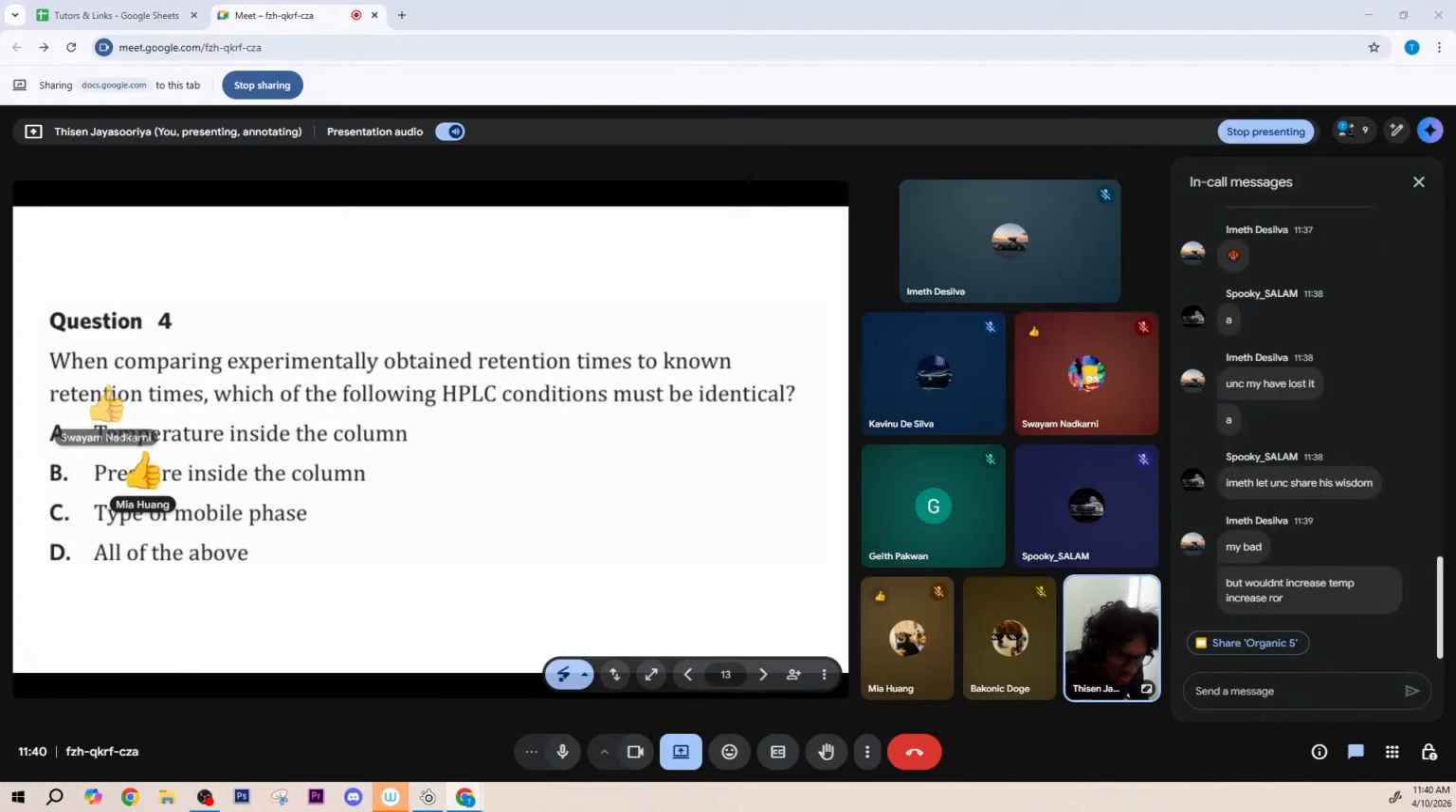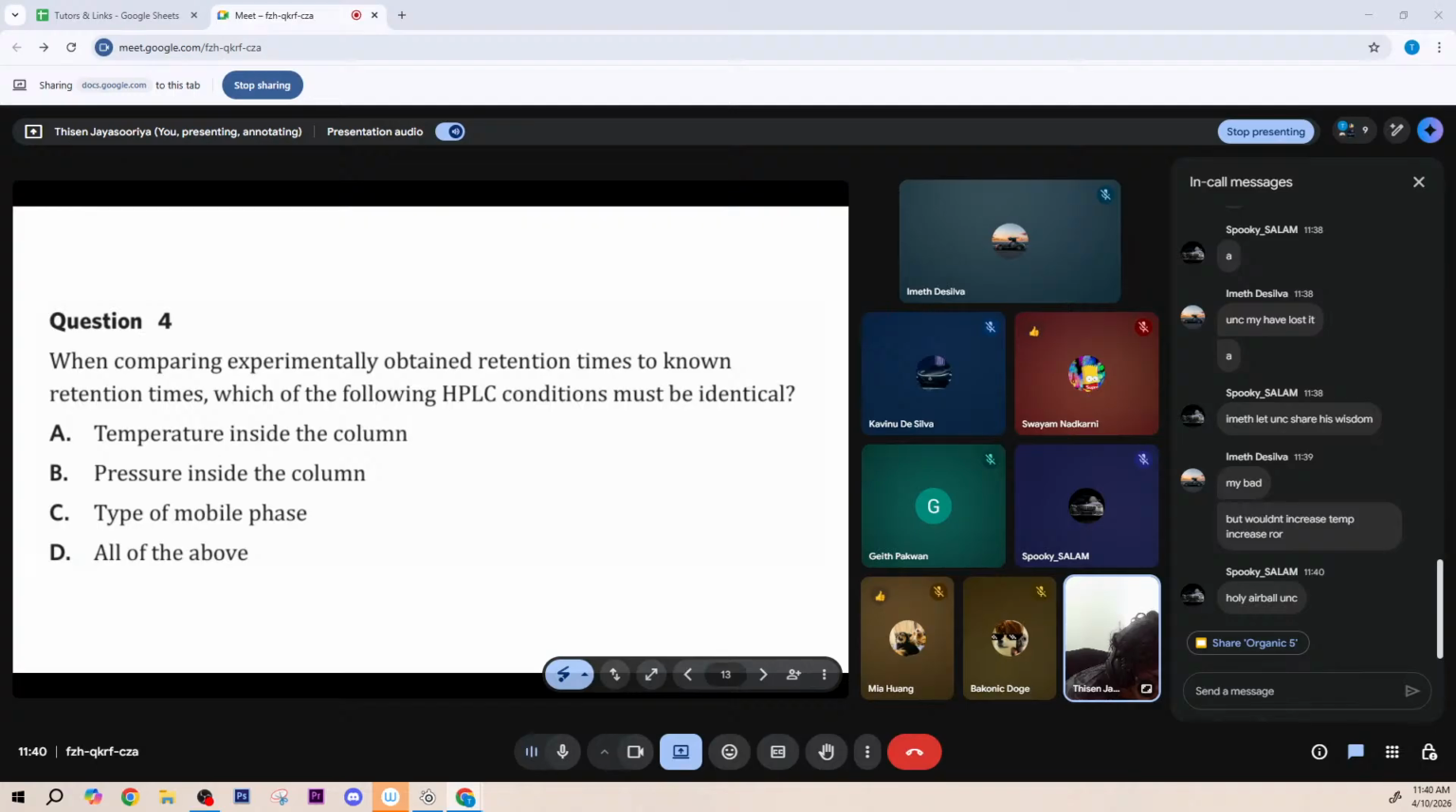But wouldn't increasing the temperature increase the rate of reaction? No, we're not talking about rate of reaction here. There's no reaction going on. It's chromatography. We're not talking about rate of reaction.